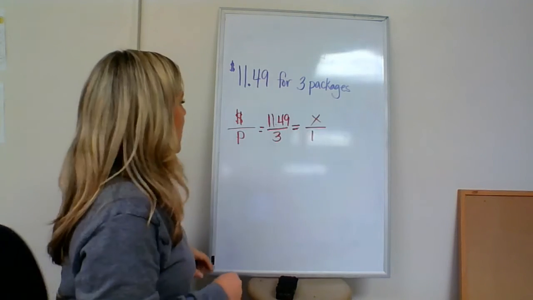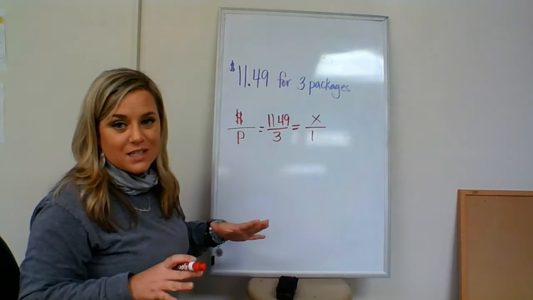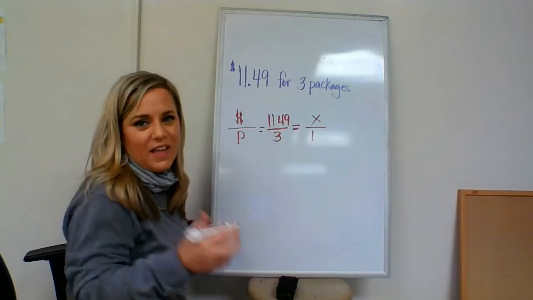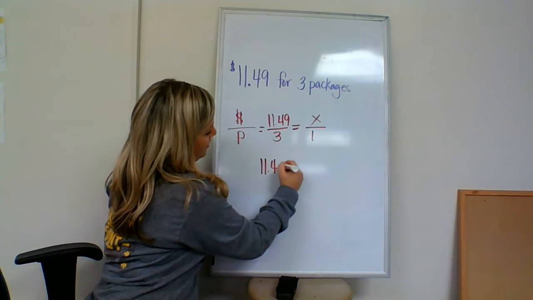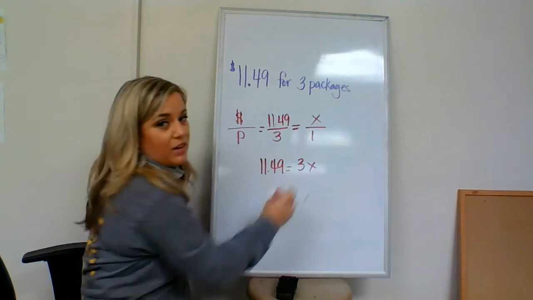Okay? All right, so here's how we're going to do it. We're going to cross multiply. We're going to make it look really fancy, hard, and it's not. But it makes us look smart, so we're just going to keep doing it like that. Okay, so we're going to cross multiply. We have $11.49, and that is equal to 3x. Okay, and we're solving for x.